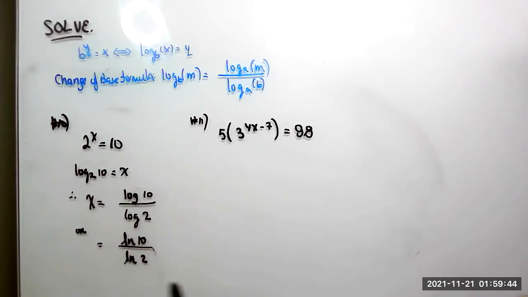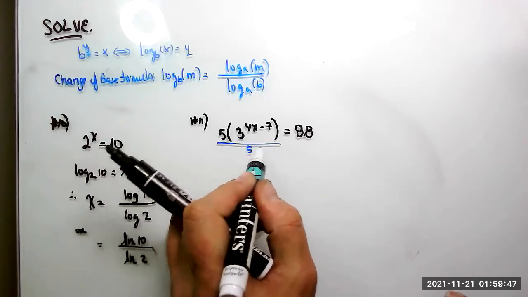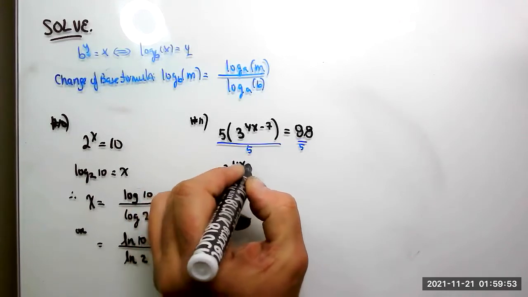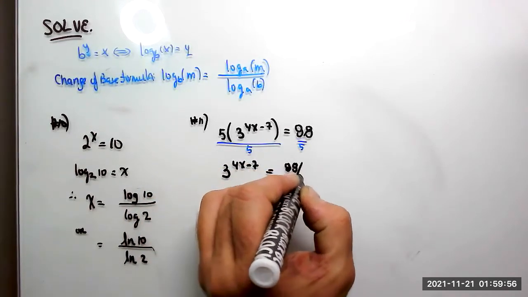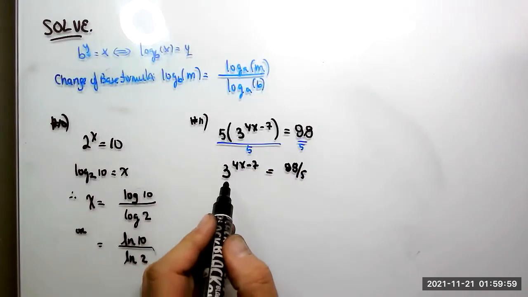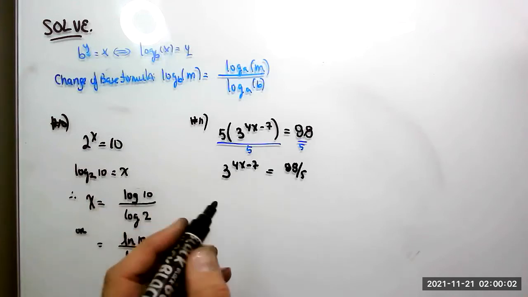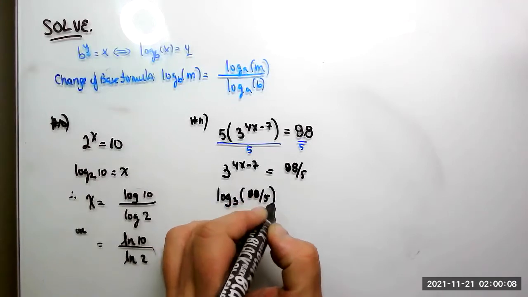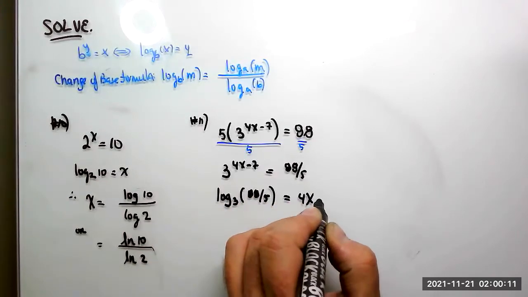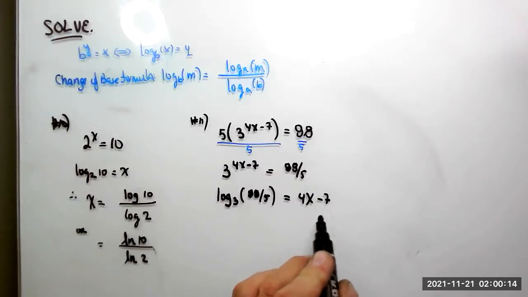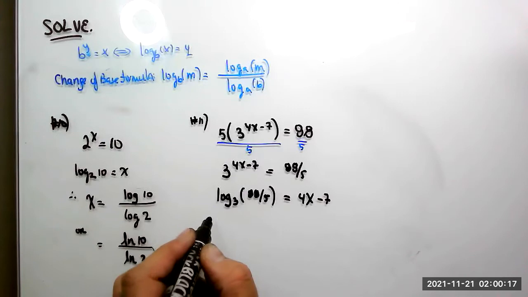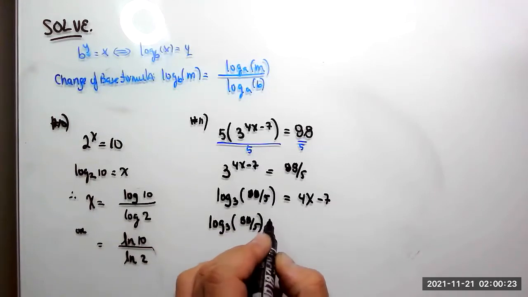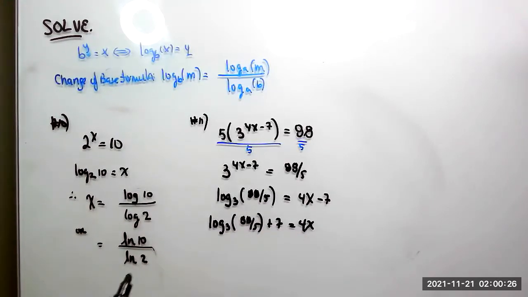Example number 11, we need to get rid of this 5, so we divide by 5. So now I have 3 raised to the 4x minus 7 equals 88 over 5. Base 3, we need to change to log, so it will be log base 3 of 88 over 5 equals 4x minus 7. So for x, we must add 7 divided by 4. So that's log base 3 of 88 over 5 plus 7 equals 4x.